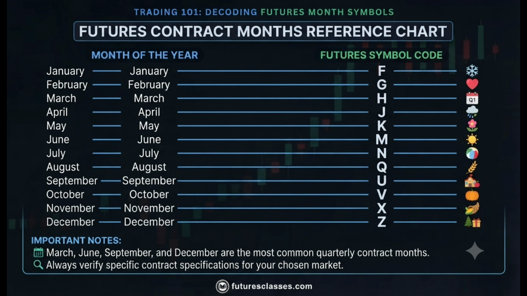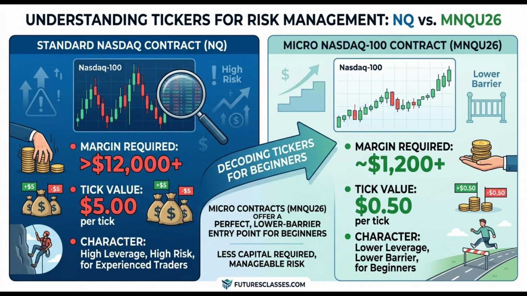Wait, why does U mean September? Futures markets use specific letters for each month of the year, like F for January, G for February, and H for March. You don't need to memorize them all right away because March, H, June, M, September, U, and December, Z, are the most common quarterly contract months you'll trade. Just keep a reference chart handy.